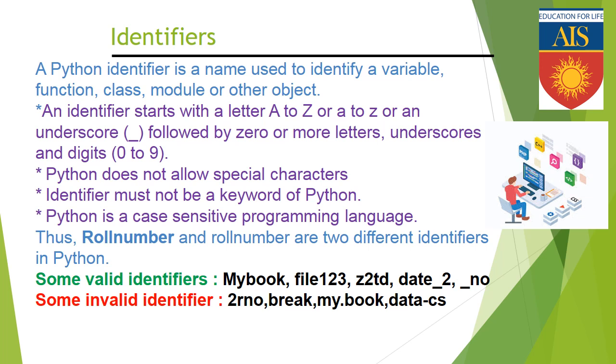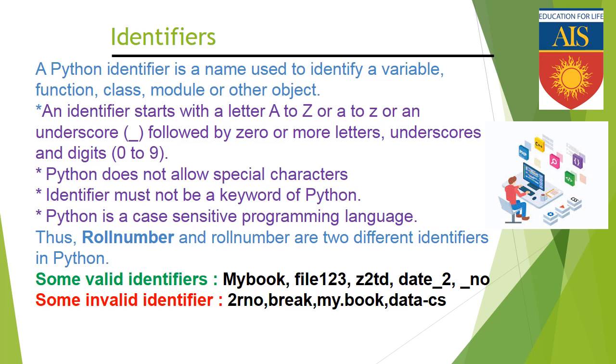Python is a case-sensitive programming language. So these are the characteristics of a Python identifier. Thus, Roll number and roll number are two different identifiers in Python. See the last point: Python is a case-sensitive programming language. Case-sensitive means if you start the name of the variable or identifier in capital, you need to be careful. If you start the name in lowercase, you need to continue in lowercase only. That's why uppercase Roll number and lowercase roll number will be considered two different identifiers in Python.